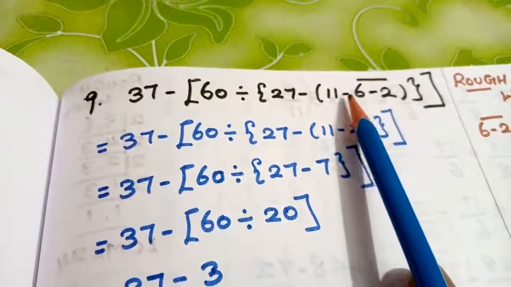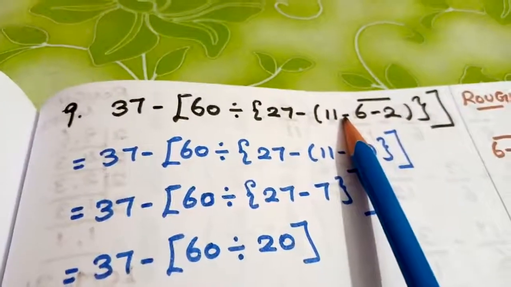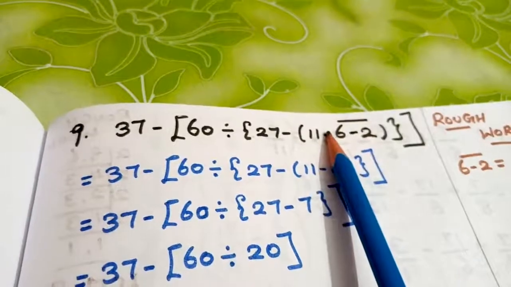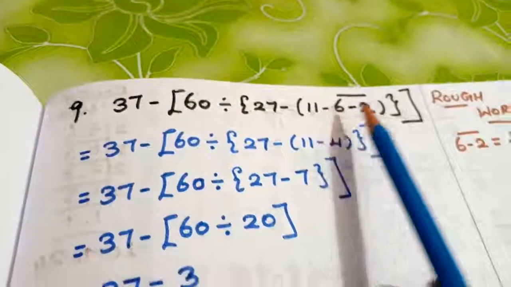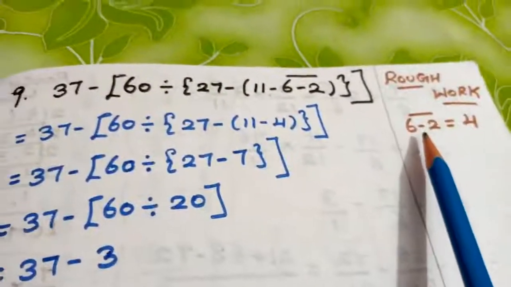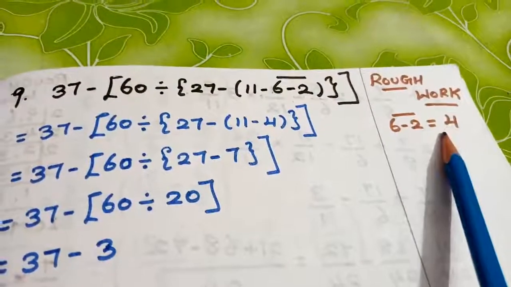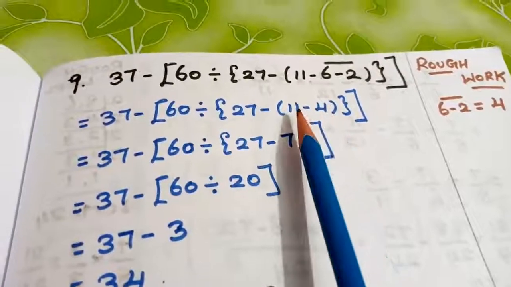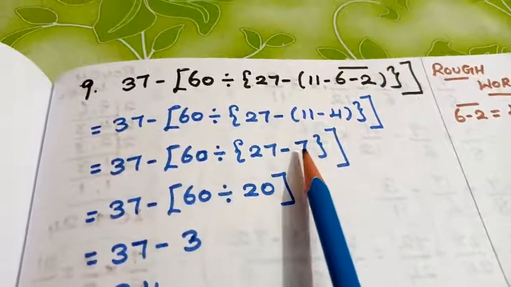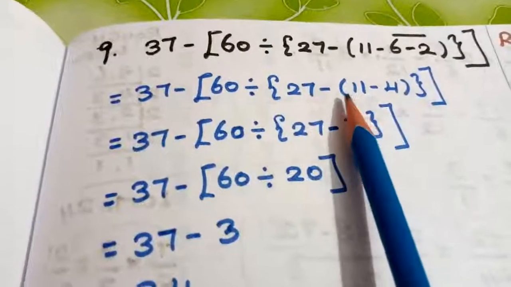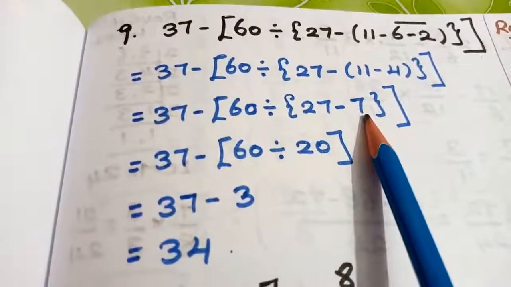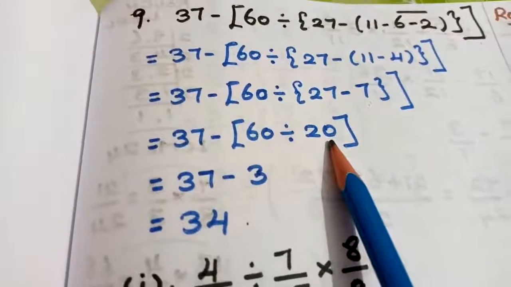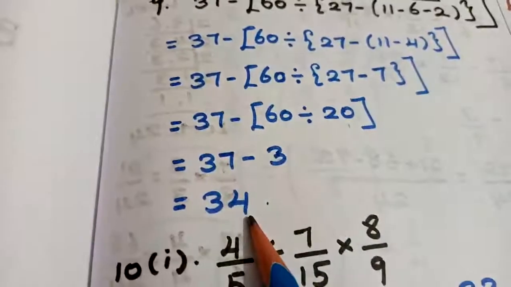6 minus 2, if you calculate, please understand, we are not going to take this negative sign. The concept is 6 minus 2. So we are not considering this particular sign. I have just done it in the rough work. 6 minus 2, if you calculate, you are going to get the value as 4. 11 minus 4, after calculating 11 minus 4, I am getting the value as 7. I am just removing that open bracket. Coming to the flower bracket, 27 minus 7, you are going to get the value as 20. Divide, you will get the answer.